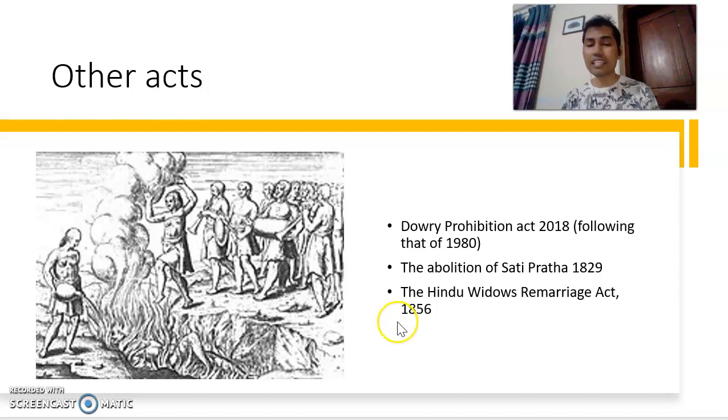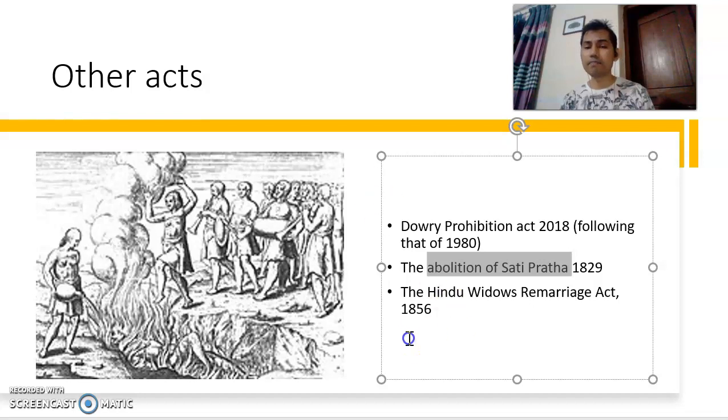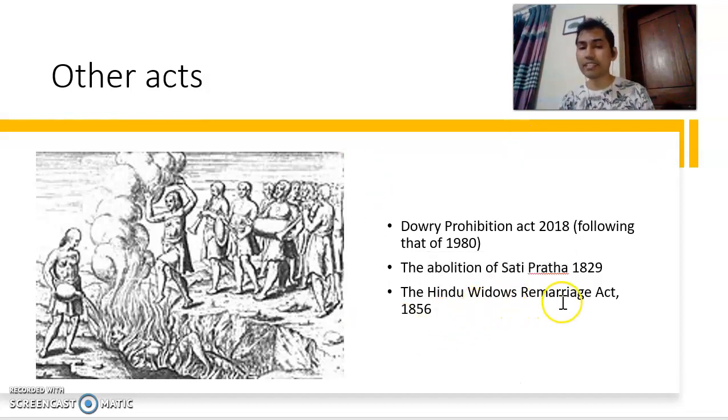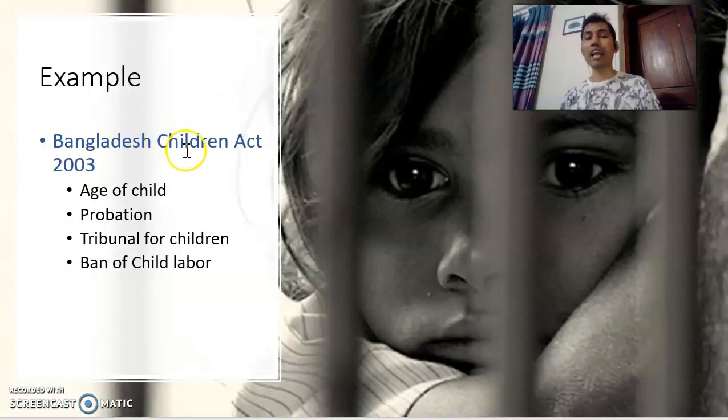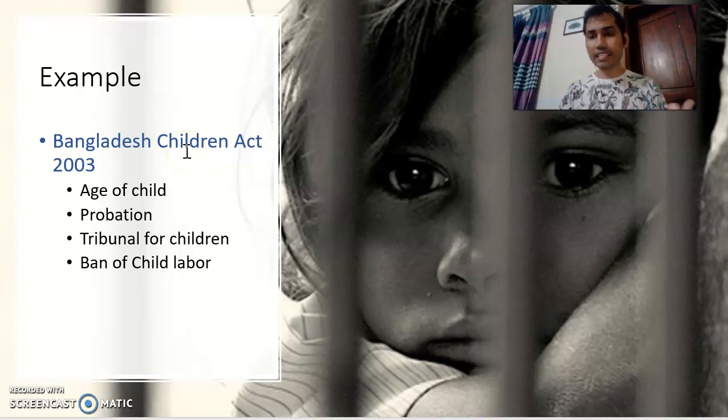And it was not enacted easily, for acts like the abolition of sati, the Hindu remarriage act, the dowry act, the act on prevention of violence against women and children, or the Bangladesh Children Act. All these acts were definitely enacted in parliament by elected legislators, but there was social action, there was lots of social movement to make it happen.